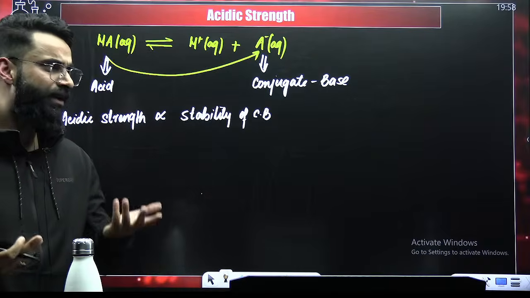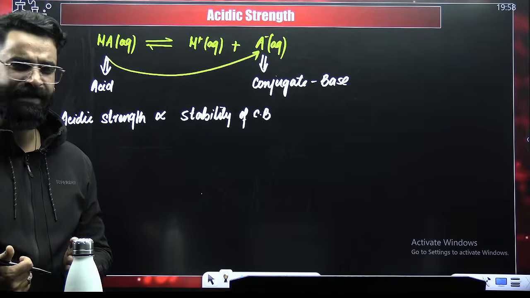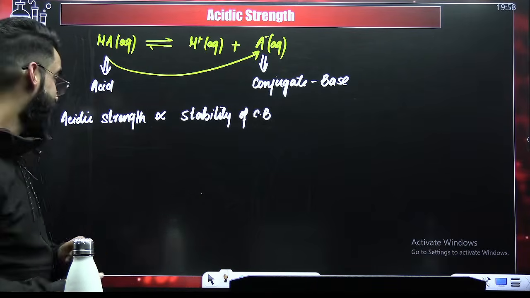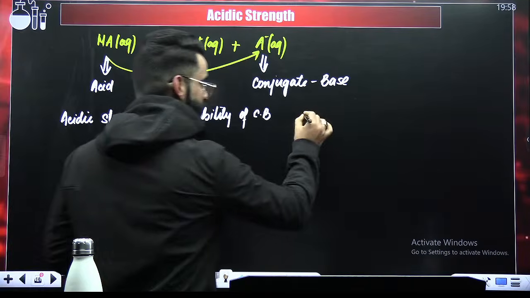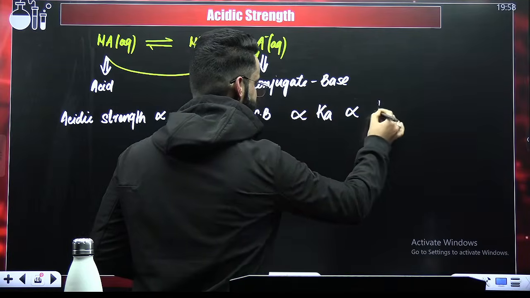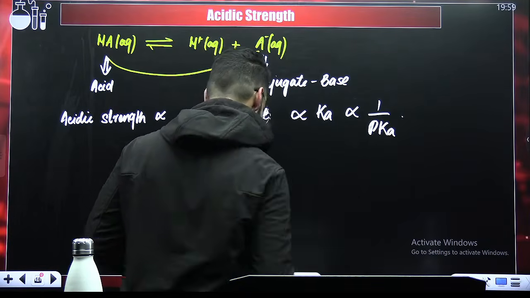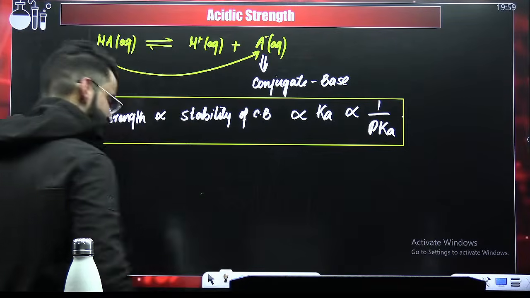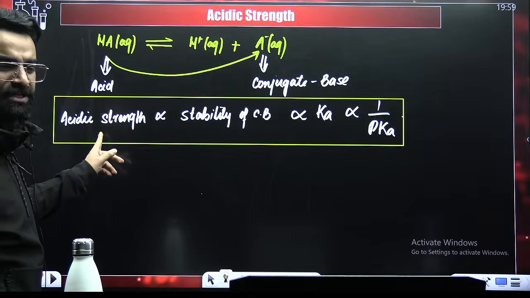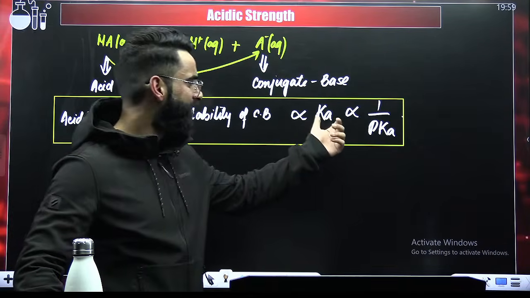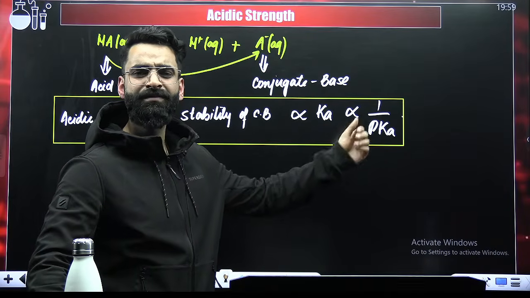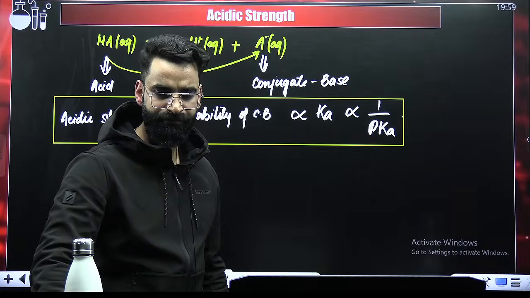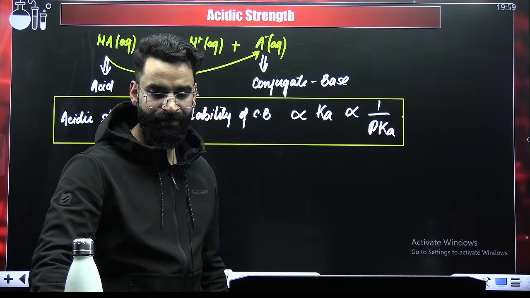And if you have studied your equilibrium, well, I have already taught equilibrium on this channel, right? So remember, acidic strength is also directly proportional to Ka and inversely proportional to pKa. If you have not studied equilibrium, just remember it for now. Sometimes the questions will be directly asked based on acidic strength. Sometimes they'll give the question as per Ka, give the order of Ka. Sometimes they'll give the question as per pKa, right?